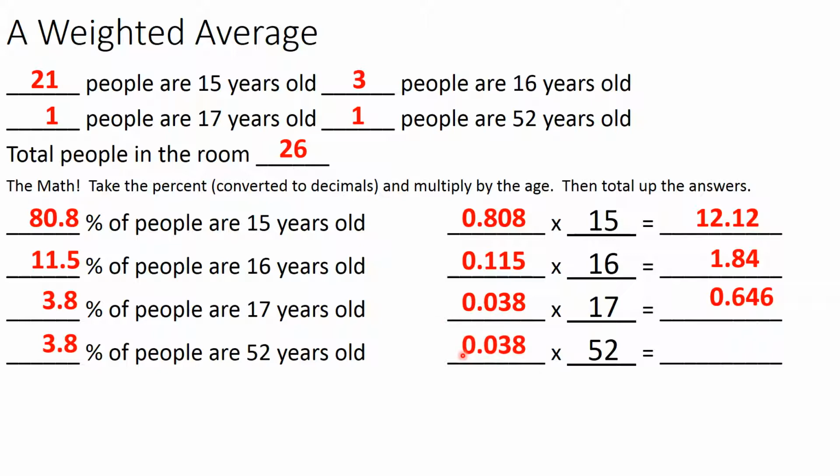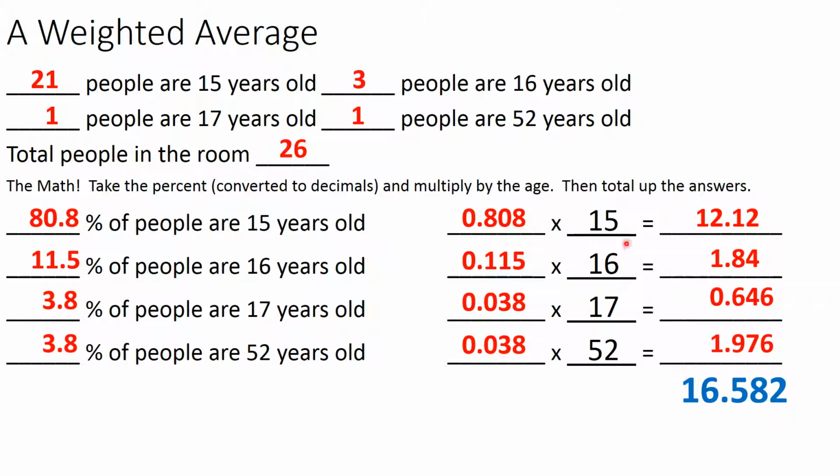And we have the same 0.038 for me times 52, and that's 1.976. If we add these numbers up, we end up with 16.582. So this is now the average age in the classroom. So this is much closer to 15 than it is to 52. It's certainly not 25. So this looks like a much more realistic answer.